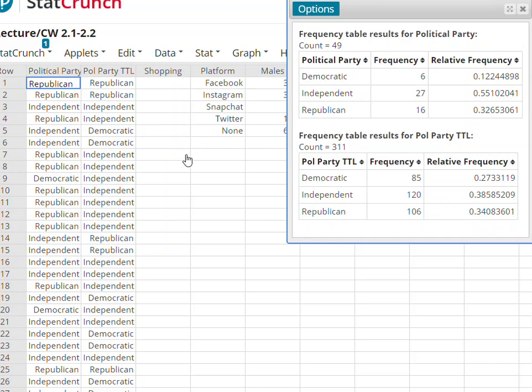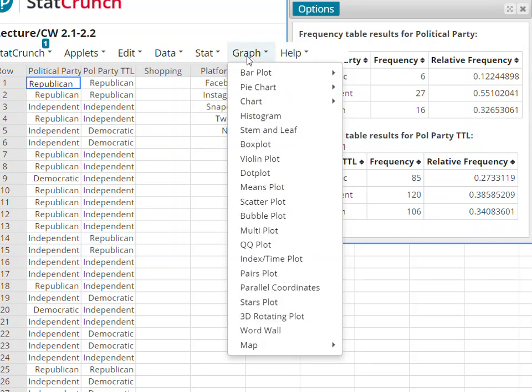So for a graph of qualitative variables, we're going to choose a bar graph. So I come up here to graph. StatCrunch calls it a bar plot, and I have two choices. I can choose with data or with summary. We're going to choose with data because the column that's representing the results from this political party question hasn't already been summarized. It's the actual raw data, just the data as it was collected, and so we're going to choose the with data option.